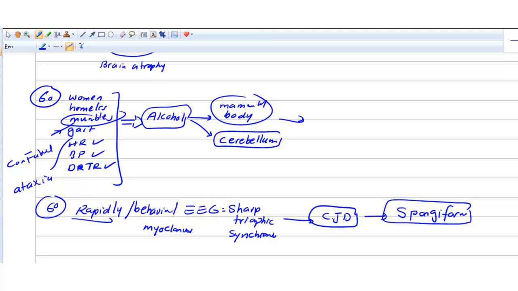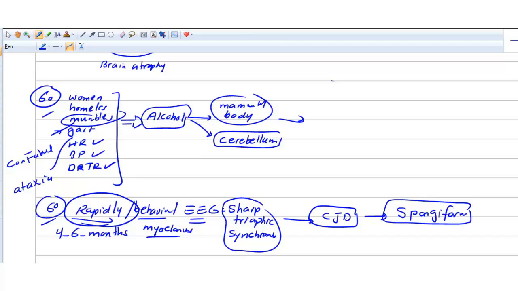I don't know why it's called spongiform. The brain lesions, sharp triphasic synchronous EEG findings, behavioral changes, myoclonus. I think the trick is just rapid progression. You will see deterioration in memory within 4 to 6 months. This is rapid, guys, because usually deterioration in memory takes years. What else? You get alcohol, you get these.